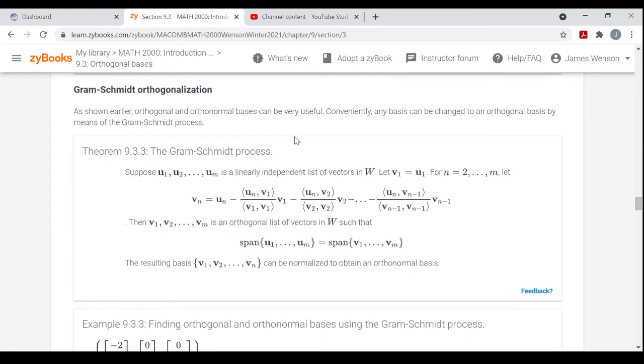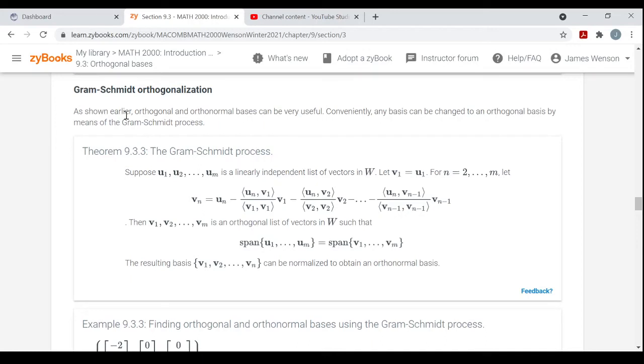Now I have another video in your Canvas page where I go through the Gram-Schmidt orthogonalization process in a little more depth and show you the motivation for this formula. I'm not going to do that here. If you want, you can watch that other video of mine. I'm just going to go through the procedure and show you one example, because if you want to see more examples, go to my other video on the Gram-Schmidt orthogonalization process. Right, so here it is.